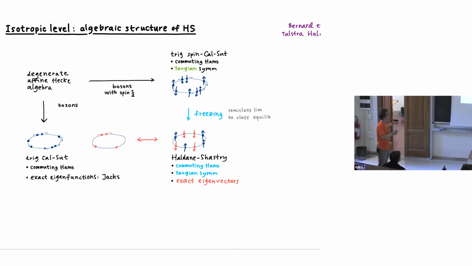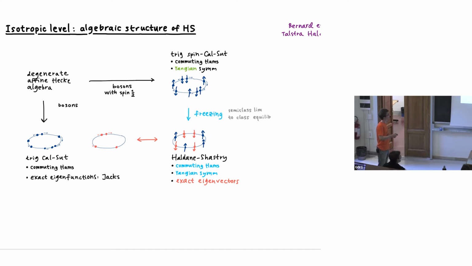Now, what you can do is rather than just looking at particles that move on a circle, you can give these particles spin. So let's give them spin 1/2. Then we have such a picture of particles with spin moving on a circle. And again, this is what I would call the trigonometric spin Calogero-Sutherland model. Again, this model has commuting Hamiltonians, which you can write down. And moreover, it has Yangian symmetry. So this is something very special. Mathematically, really this map is what's called the Drinfeld functor. So you associate to a representation of the degenerate affine Hecke algebra, a representation of the Yangian.